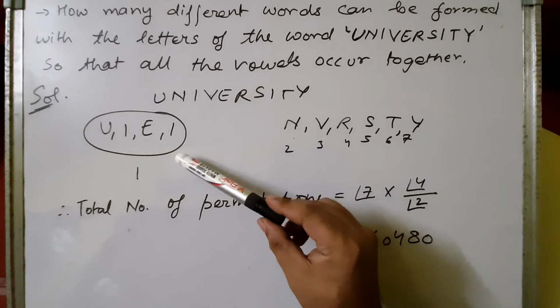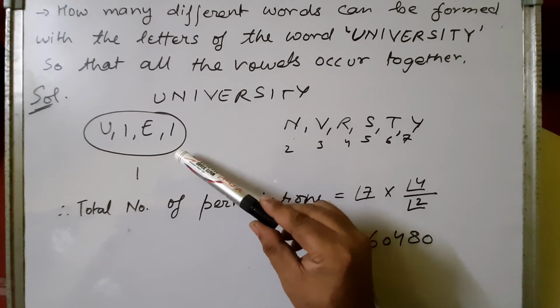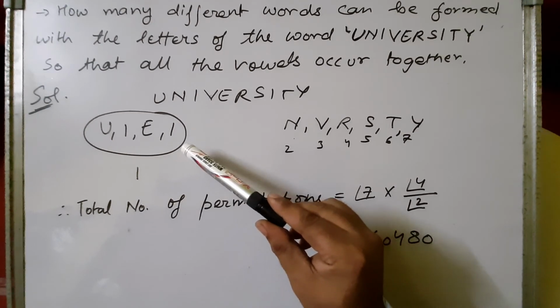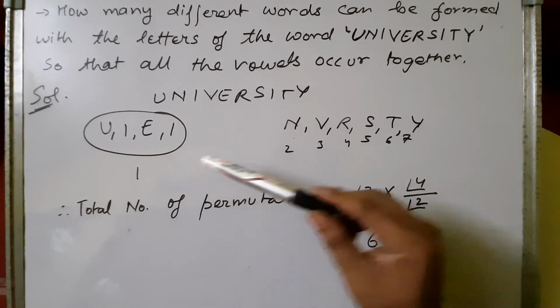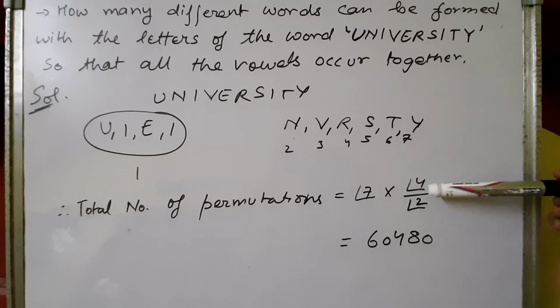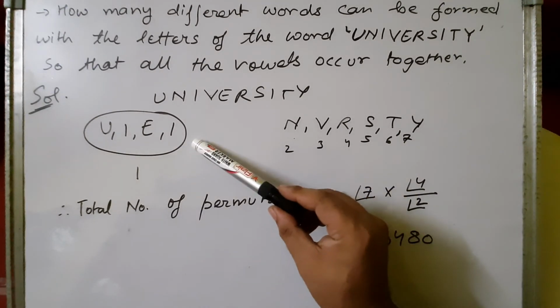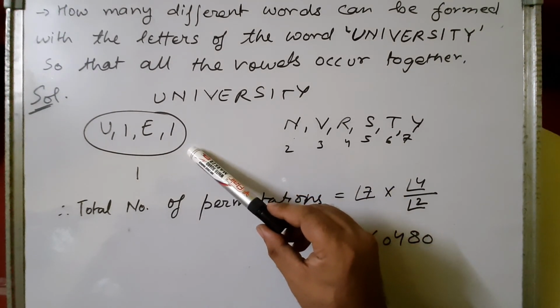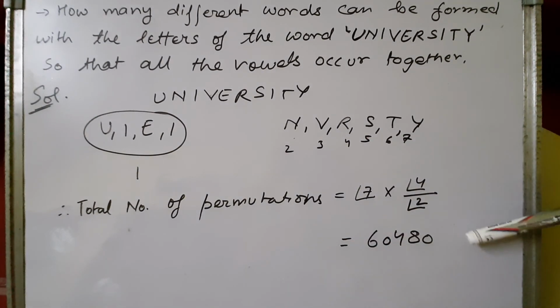But this is a group of 4. We have 2 I's in the group of 4. 2 are alike. So this group can also arrange among themselves, no? So the total number of permutations will be factorial 7 into factorial 4 upon factorial 2. 4 letters can arrange themselves in factorial 4 ways, but because 2 are alike, therefore factorial 4 upon factorial 2. So when we solve this, we'll get the answer 60,480. Alright, children. Note down, please.